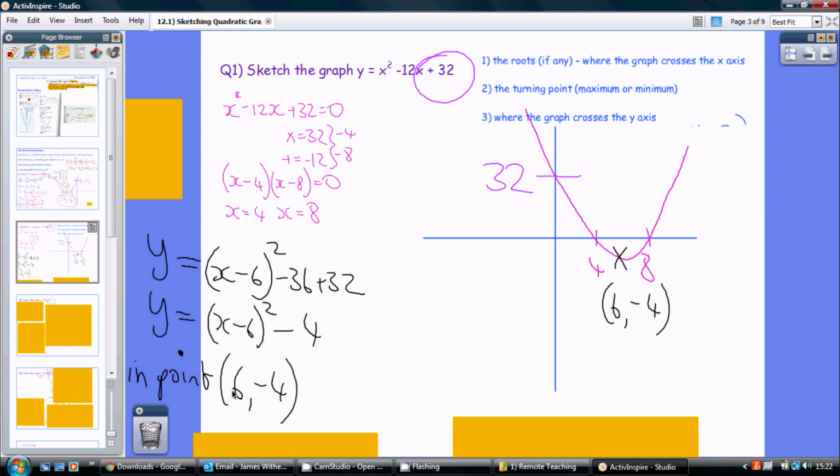Now 6, because that's what makes the bracket equal to 0. And minus 4, because when you substitute 6 in and make that bracket 0, the y value is just the minus 4 on the end. So we've shown that the minimum point is (6, minus 4).